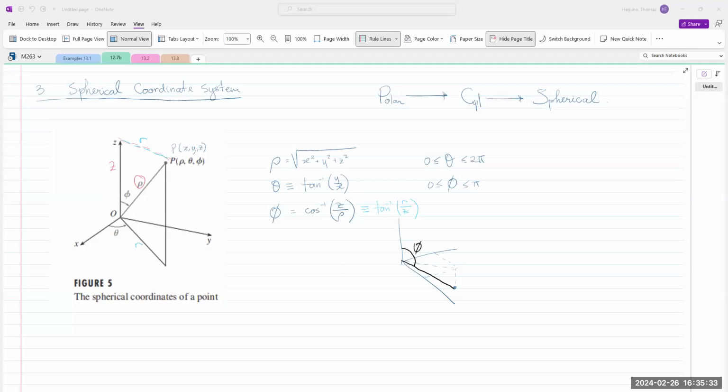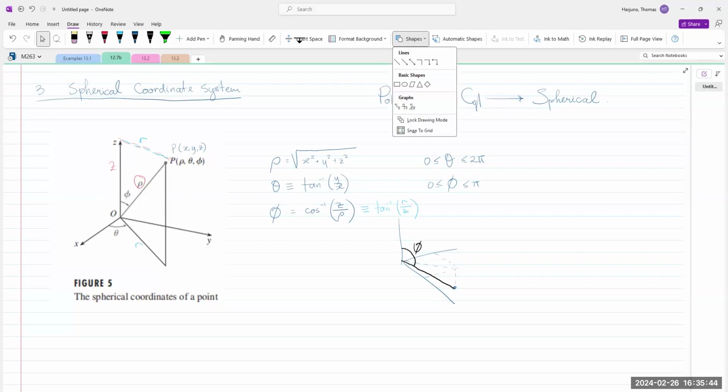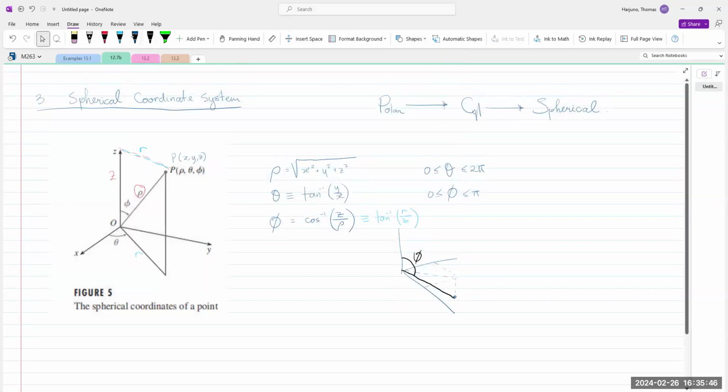Okay, welcome back. Today we will continue with our section 12.7. Last time I already finished up the first part, which is the cylindrical coordinate system. Now we continue on.